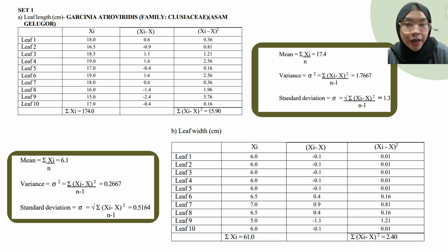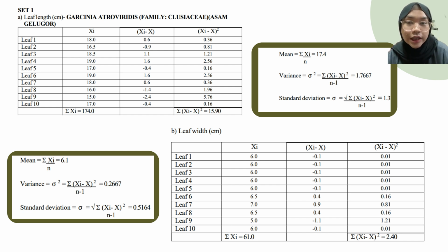For Set 1A, which is the leaf length, we measured 10 leaves from Garcinia ultraviridis. The mean length was 17.4 cm, which is the highest among all 3 sets. The variance was 1.77 and the standard deviation was 1.33 cm. This showed that the leaf lengths in Set 1A were quite consistent and not very spread out from the mean.